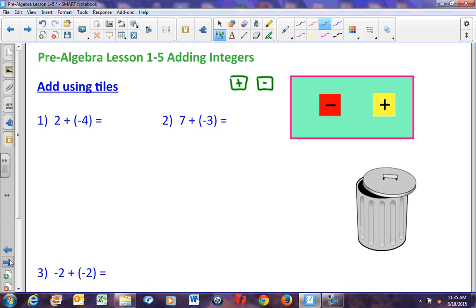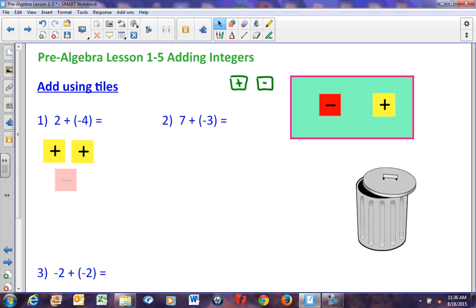So if we have 2 plus negative 4, remember, if it doesn't have a negative sign next to it, it means it's positive. If I'm going to model these with tiles, I have a positive 2 here, and it's not letting me grab it for some reason. It's only going to let me grab it with my mouse. There we go. I have a positive 2, and then I have a negative 4.